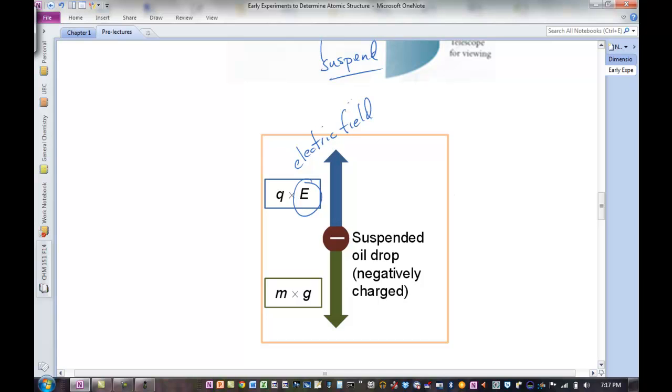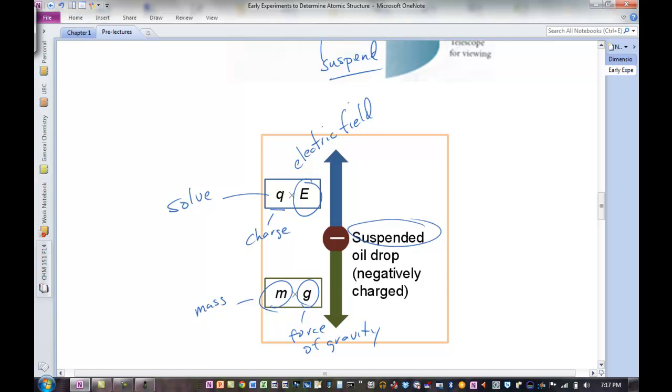So there's the applied electric field. So he could adjust that until he suspended that oil drop, right? Here is the charge on the drop. Okay, he doesn't know what that is. He's actually going to solve for that. Okay, but he knows the mass. He measured the mass of the particle, the oil drop, and this is the force due to gravity, which is known, obviously.